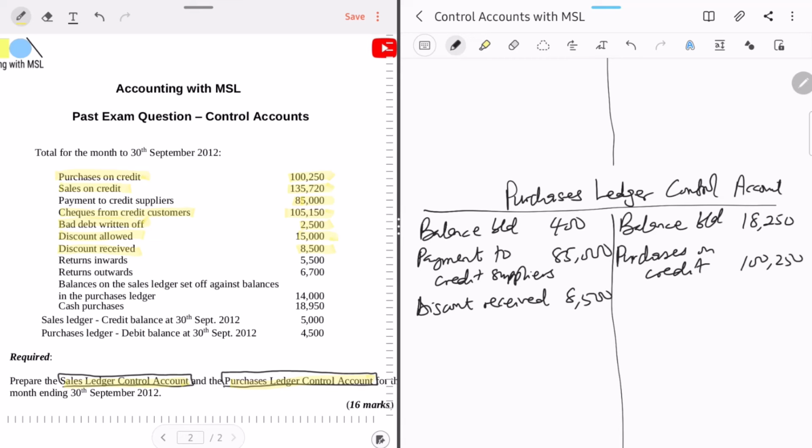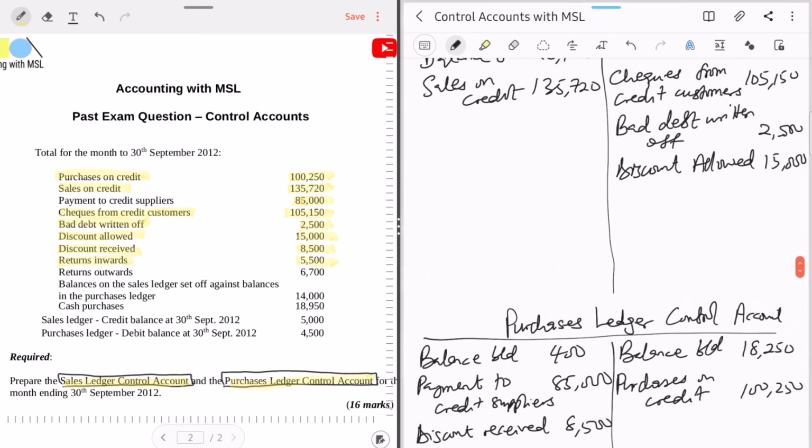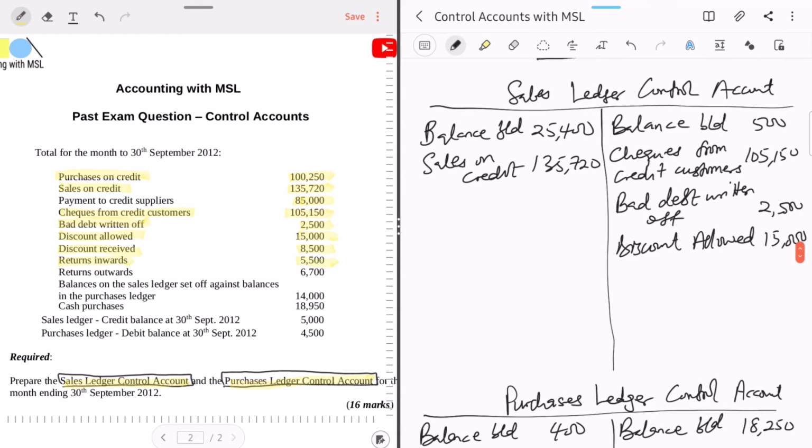Returns inwards. Remember I told you returns inwards has what? A debit balance because it's to increase your assets, to increase your inventory, right? So it means returns inwards will be debited. And once I debit returns inwards, what do I do? I will credit my sales ledger control account. So returns inwards of what?